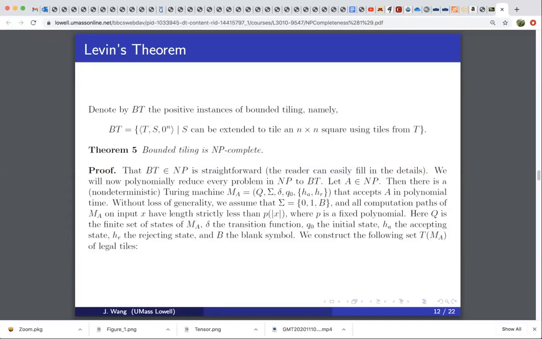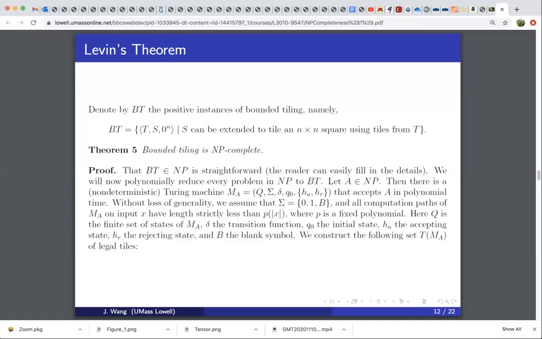Okay, so that's what it means. Because we want to use tiles to represent a computation of a Turing machine, that means that we need to construct these tiles. So first, let me put things in the framework or in the setting. We want to reduce every A in NP to BT. Because A is in NP, that means that there is a non-deterministic Turing machine, MA.